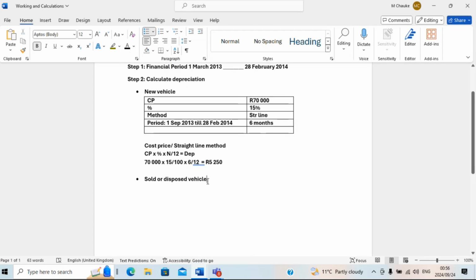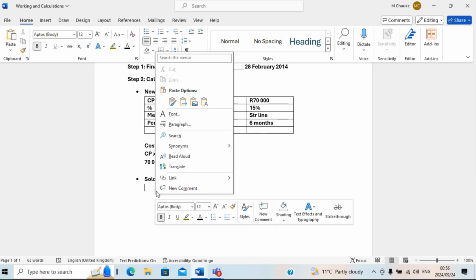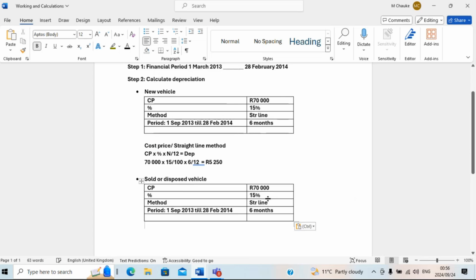Copy this one and then try to follow here, right? So now, remember, what is going to change is the cost. For the new, the cost is going to change and the period is going to change. The period is also going to change, right? So I'm going to delete this one and the months, they're going to change, right?